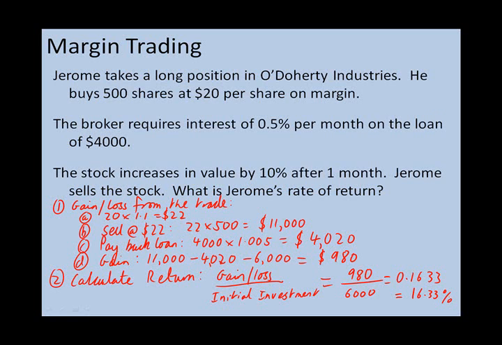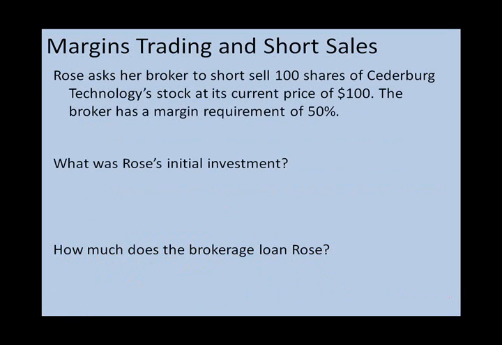Now let's think about margin trading and short selling at the same time. In this example, Rose asks her broker to short sell 100 shares of Cederberg Technologies stock at its current price of $100. The broker has an initial margin requirement of 50%. Again, we have two questions. What was Rose's initial investment, and how much does the brokerage loan Rose?